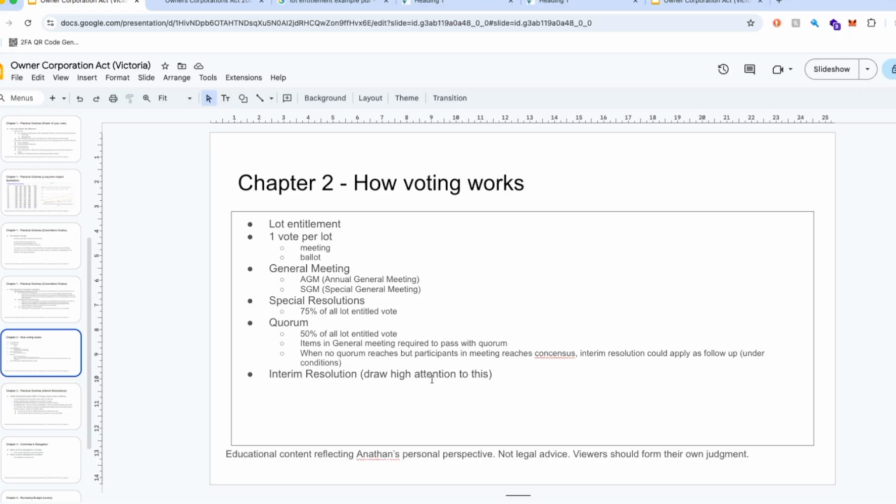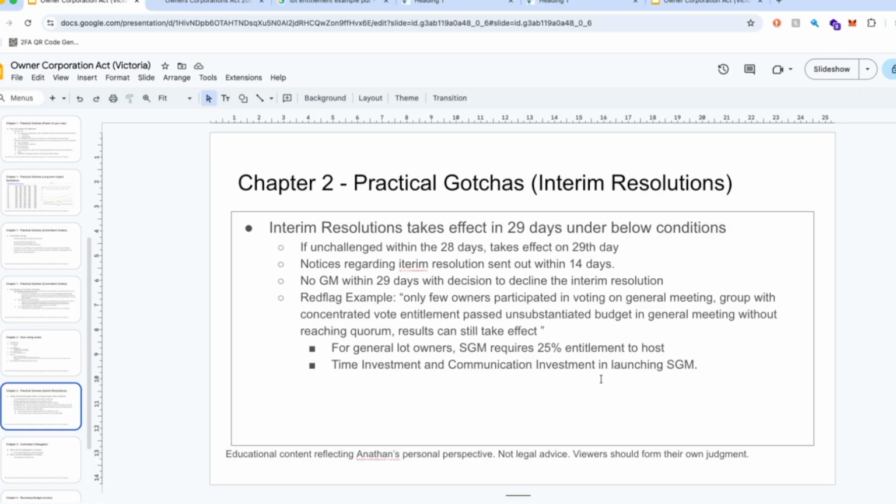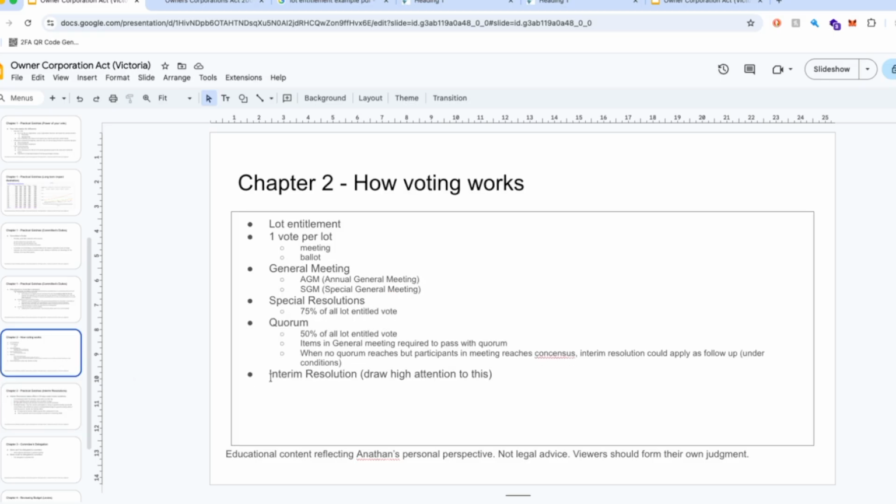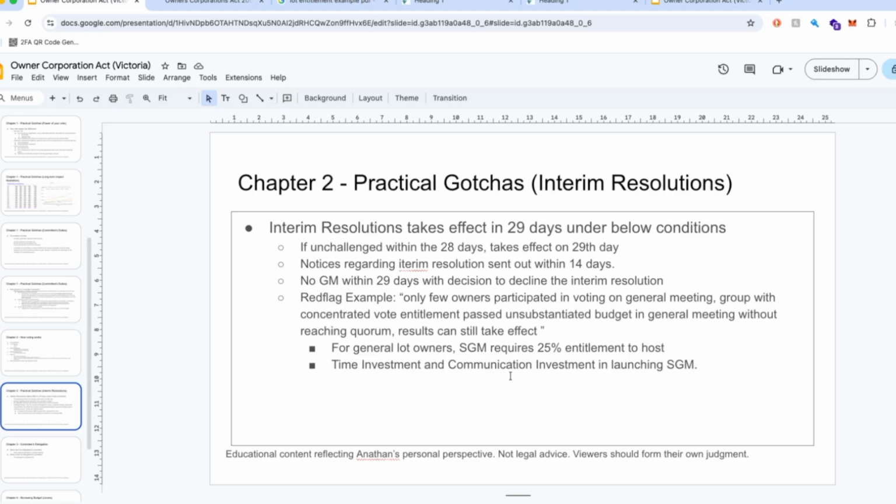You must draw high attention to this, because a lot of the bad actors do use this interim resolution to get their way into the final resolution. God bless, don't let that happen. All right, thank you.